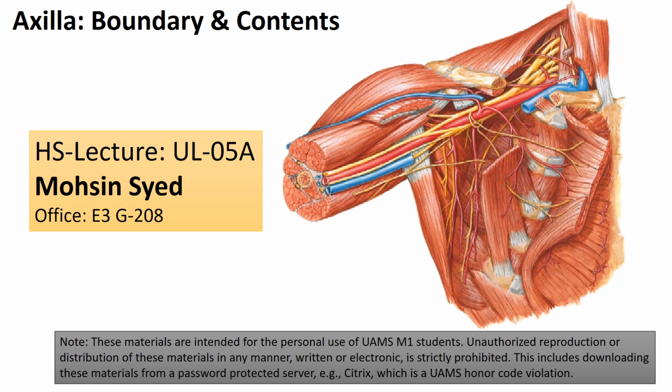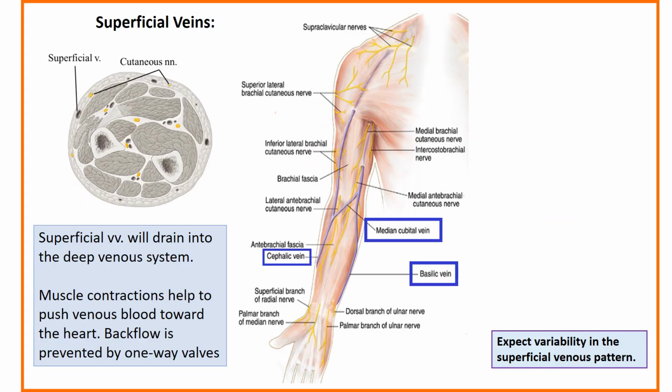Okay, so before getting into the axilla, there are a few things I want to mention about the upper limb as a whole. One of those is the superficial veins. Now, why are superficial veins important? Superficial veins drain the skin and the superficial fascia.